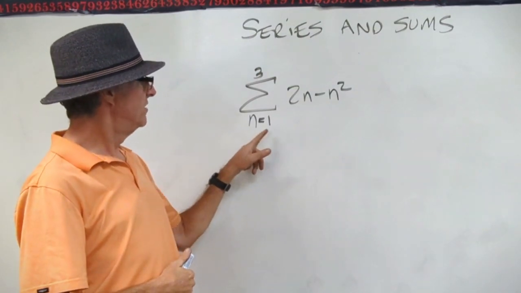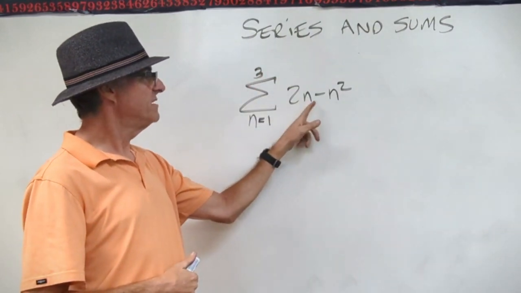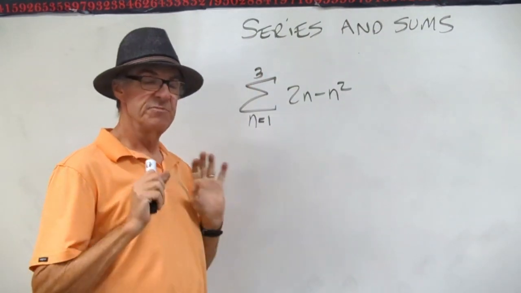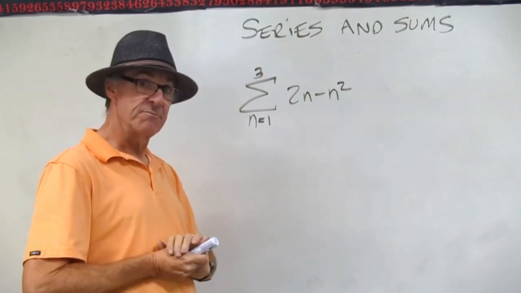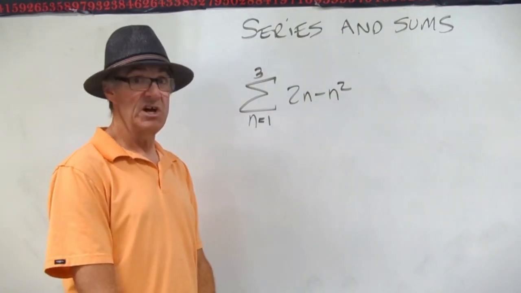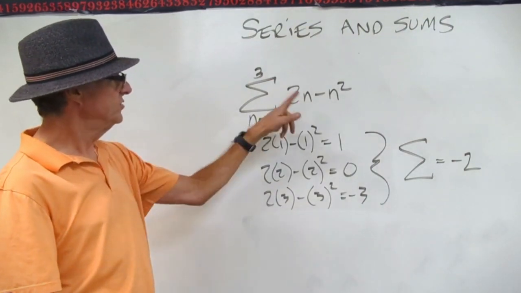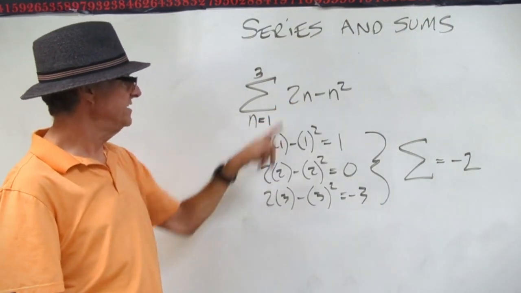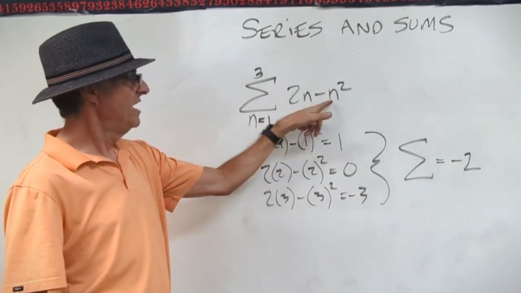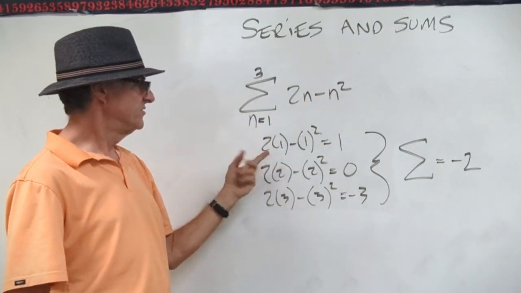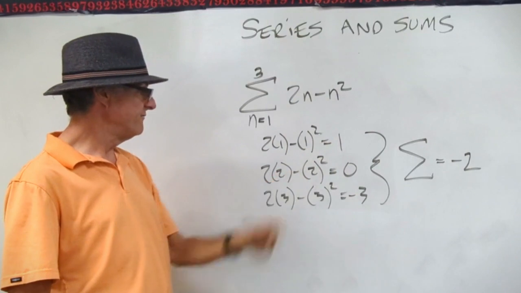So here you go, from 1 to 3 of 2n minus n squared. So you should be an old hand at this now, so go ahead, pause the video, calculate the sum of this series. Let's see how you did. First term, it's 2 times the 1 for my n. So 2 times 1 minus n squared, so 1 squared.